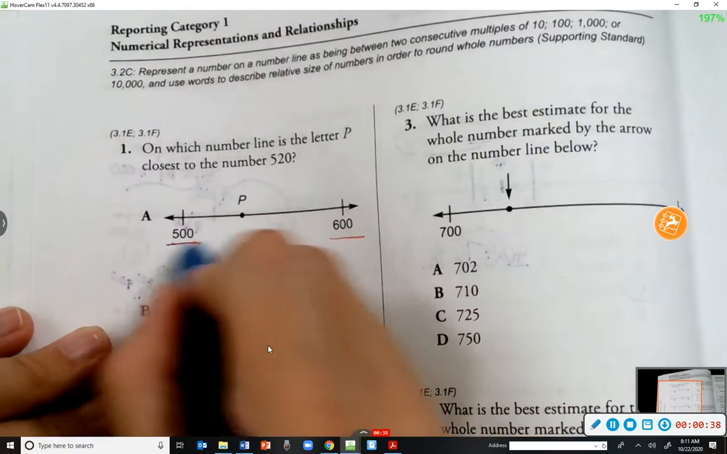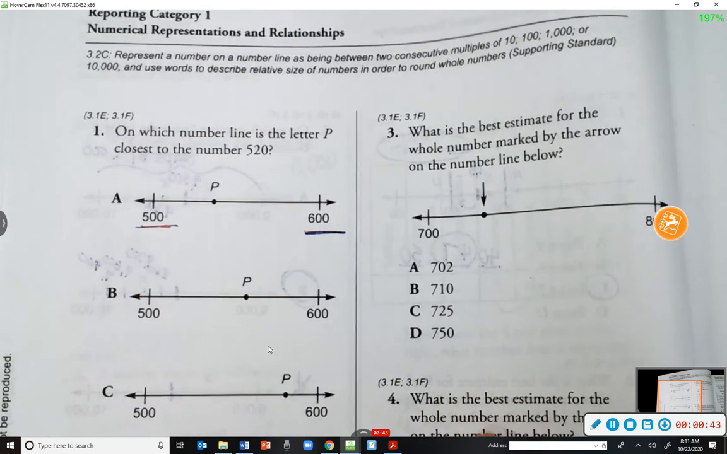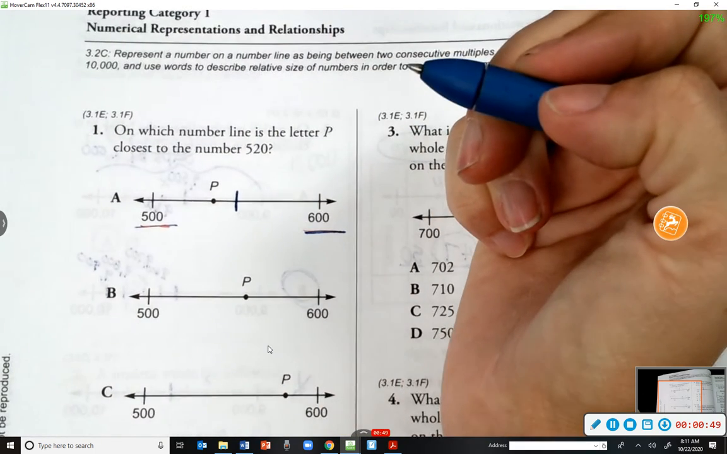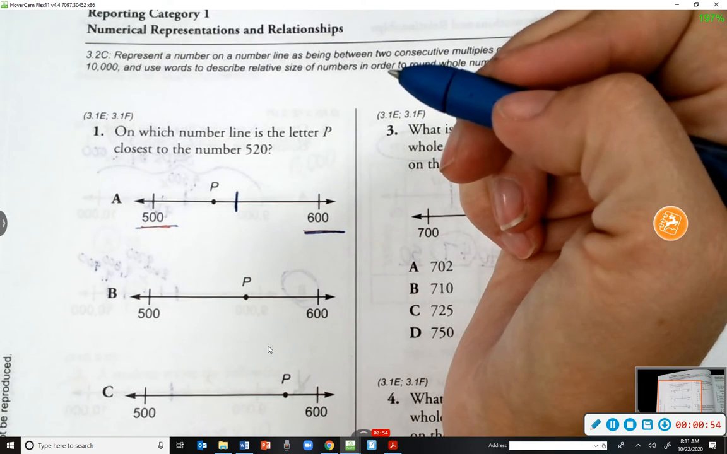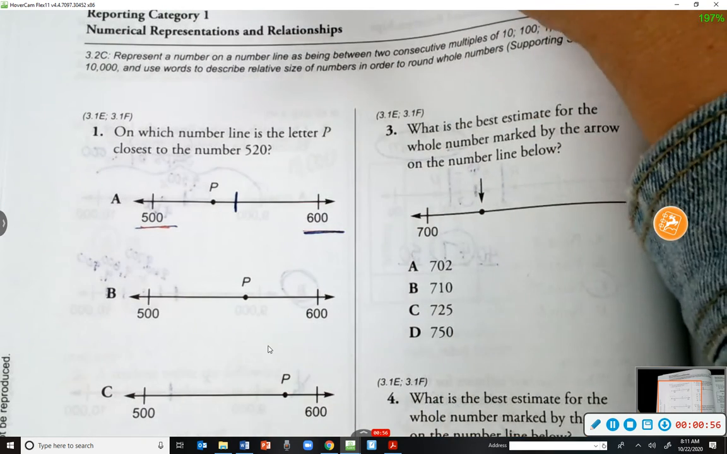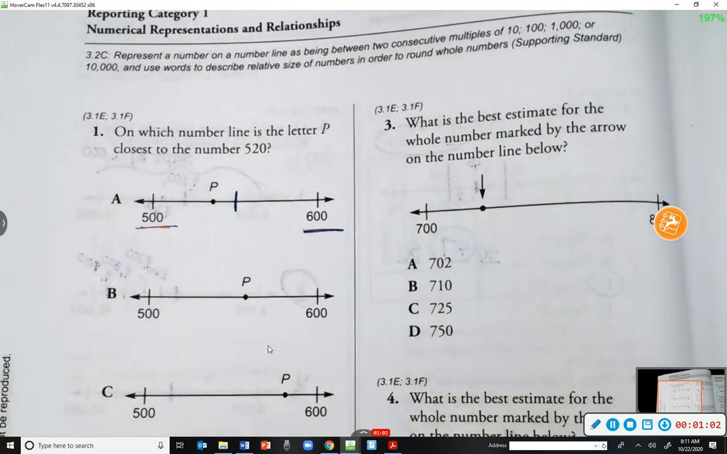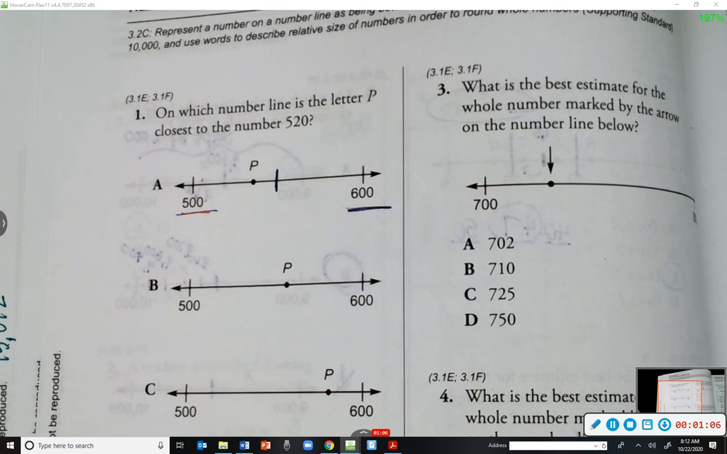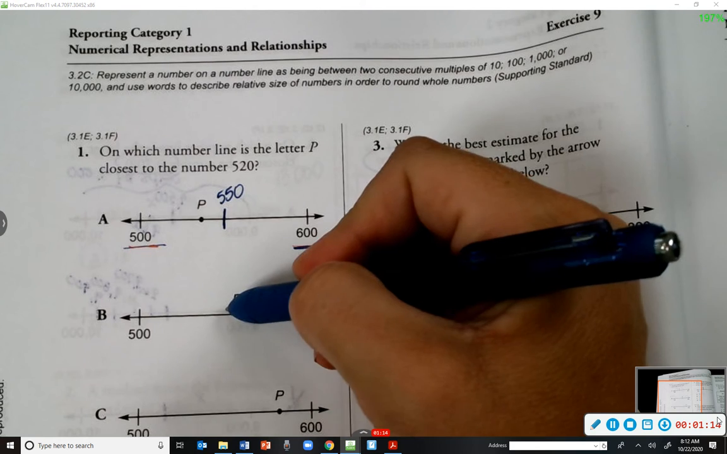Okay, so 500, 600. Now we need to decide what would be in the middle. What would be right in the middle between 500 and 600? Bryson? Bryson said in the middle would be 550. That is correct. So now we can tell where the middle is on all of these.